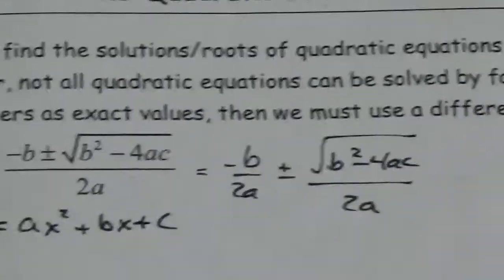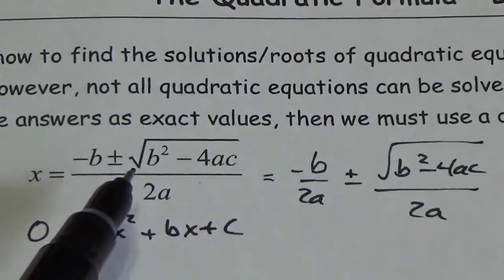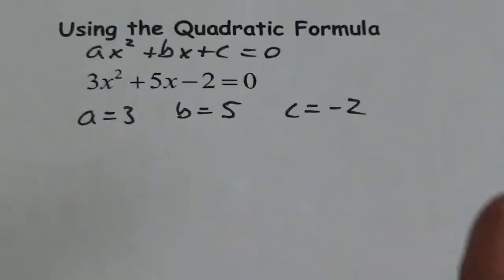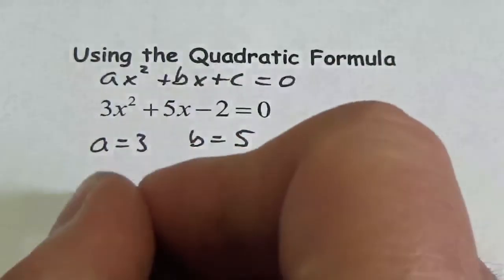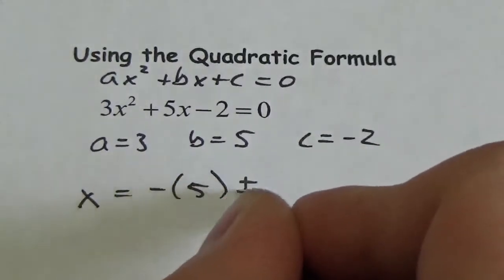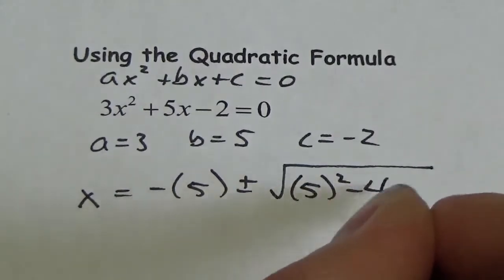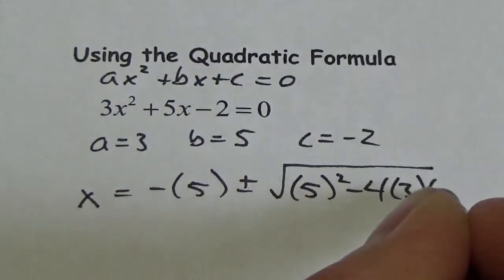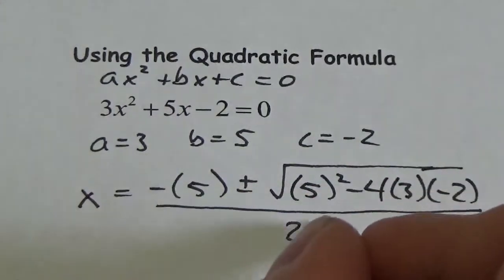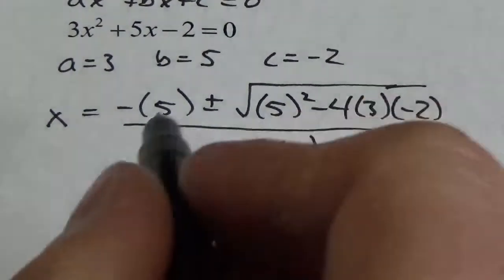Okay, so I've got my three pieces here. Now here's my quadratic formula up here. Okay, it's -b plus or minus the square root of b squared minus 4ac all over 2a. Well, I know that x is going to be negative of the b value, -5, plus or minus the square root of the b value 5 squared, minus 4 times a times c, and this is all going to be over 2 times the a value. Okay, so now I just got to clean this up a little bit.